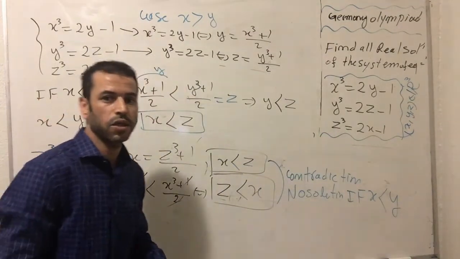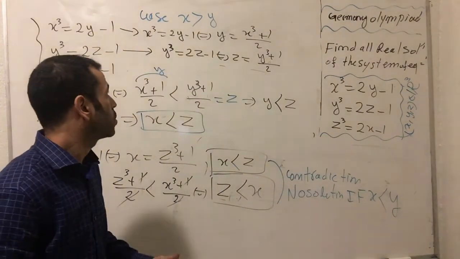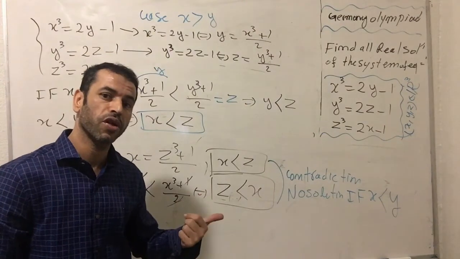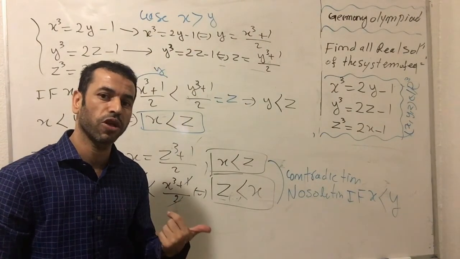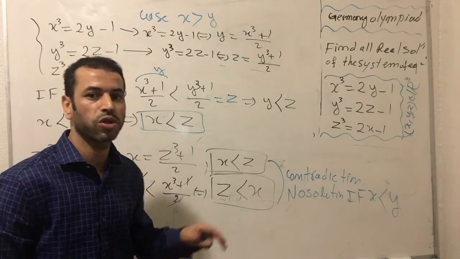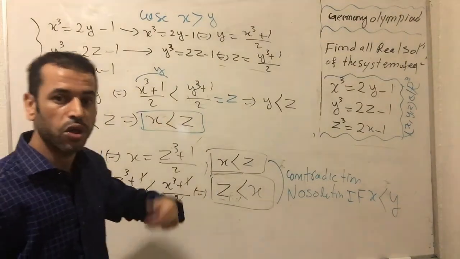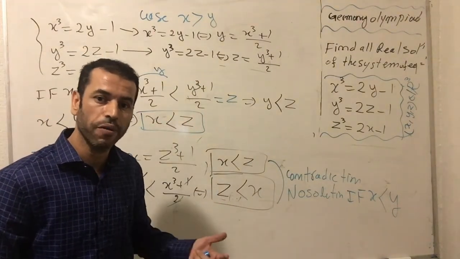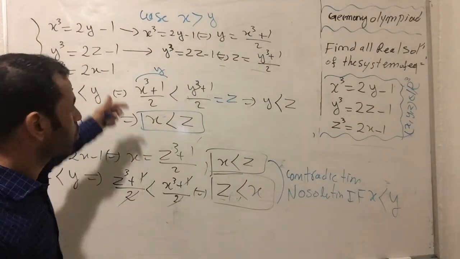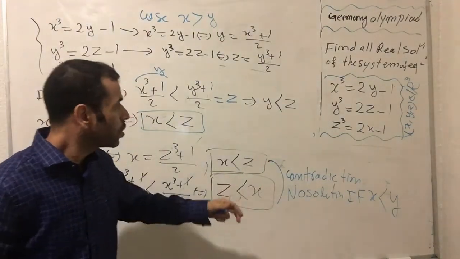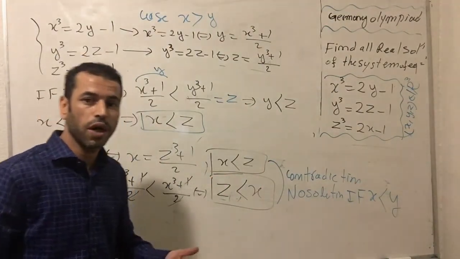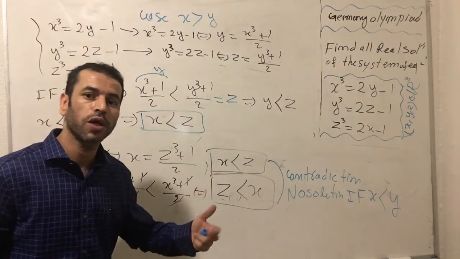So in both cases, x strictly superior to y and x strictly inferior to y, there are no solutions for this system. The only solution that we have, that we found before, is when x equal to y equal to z.